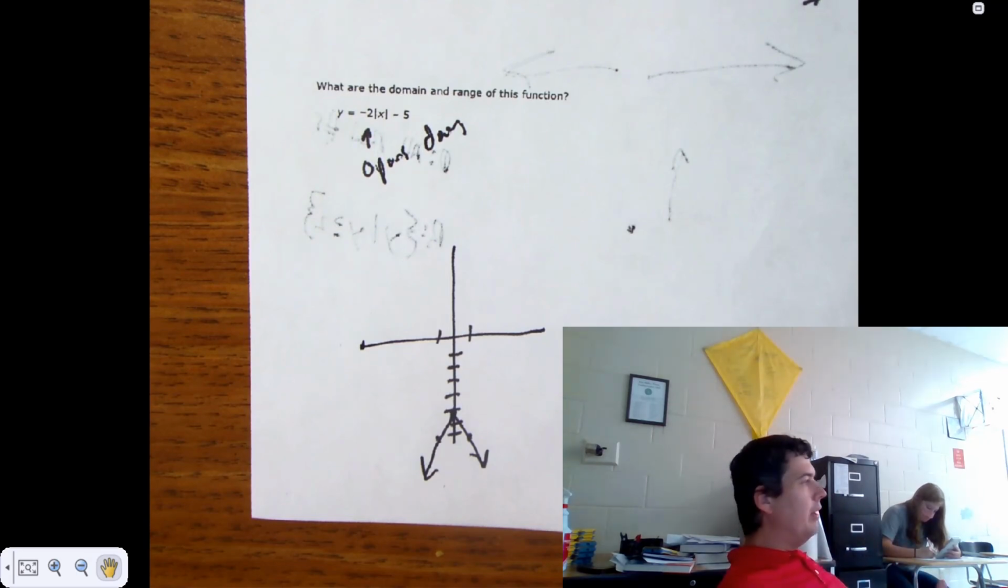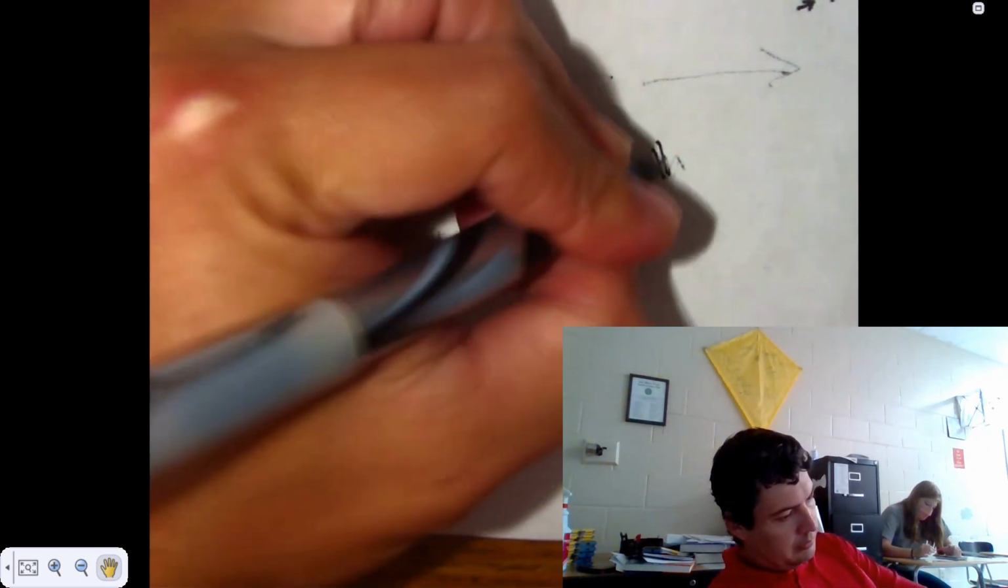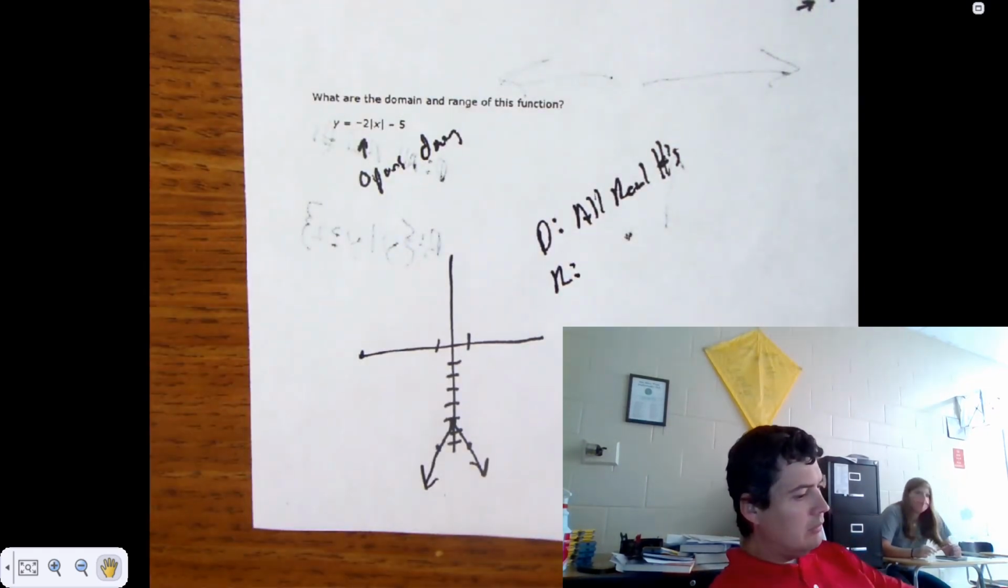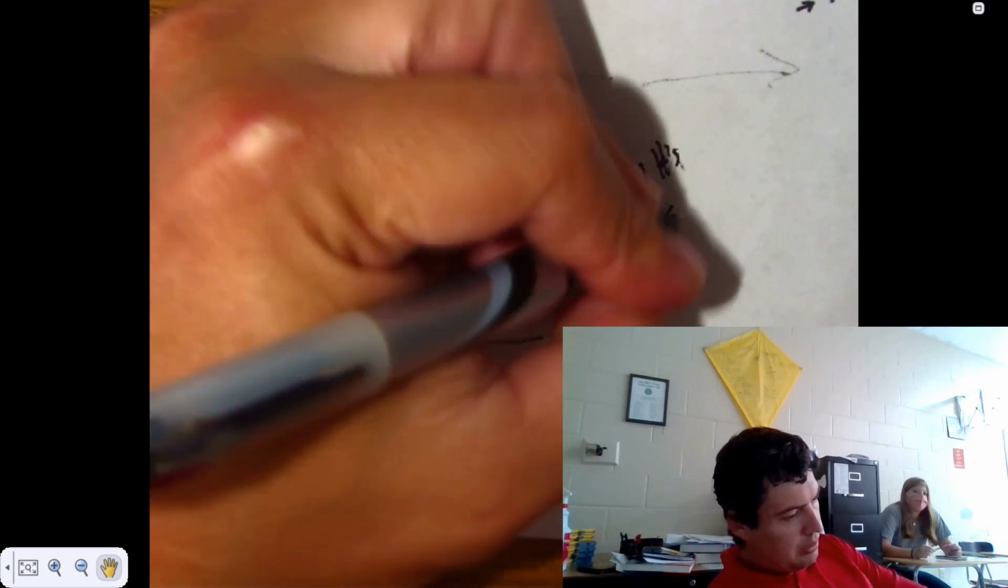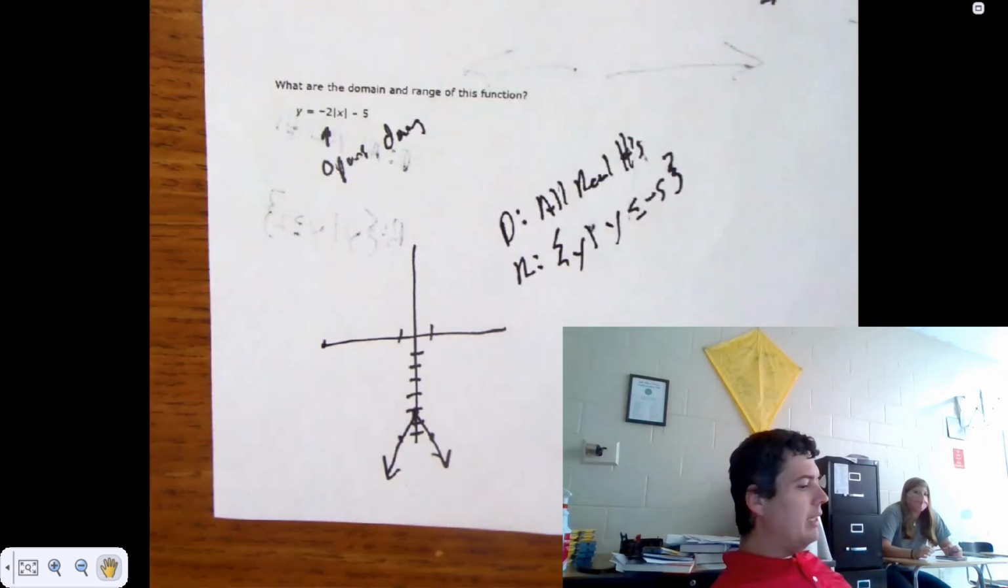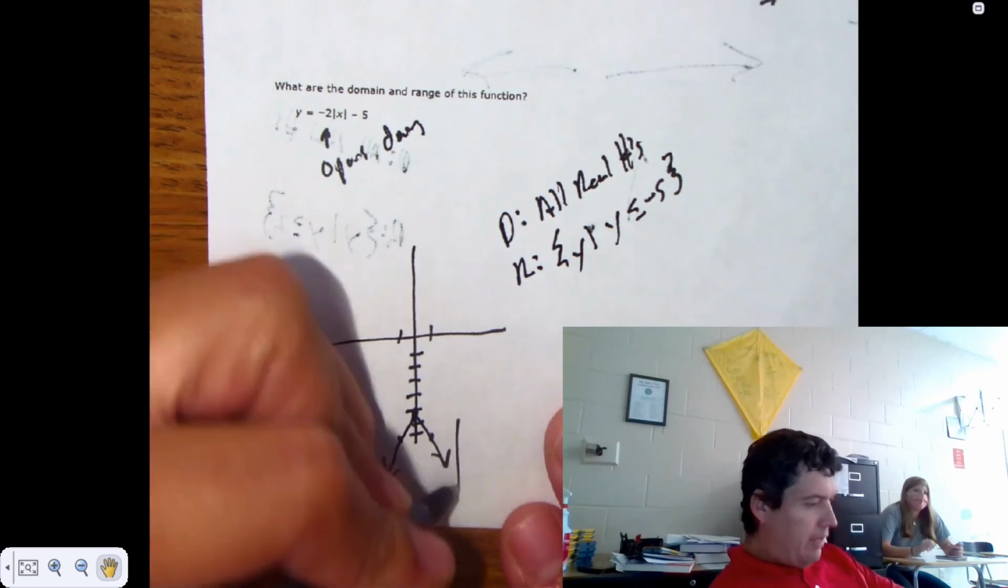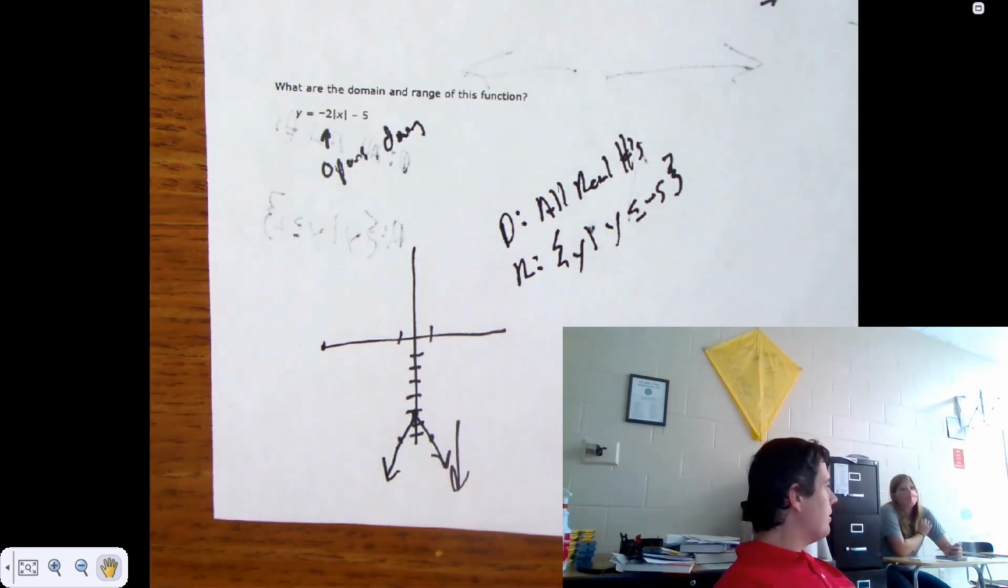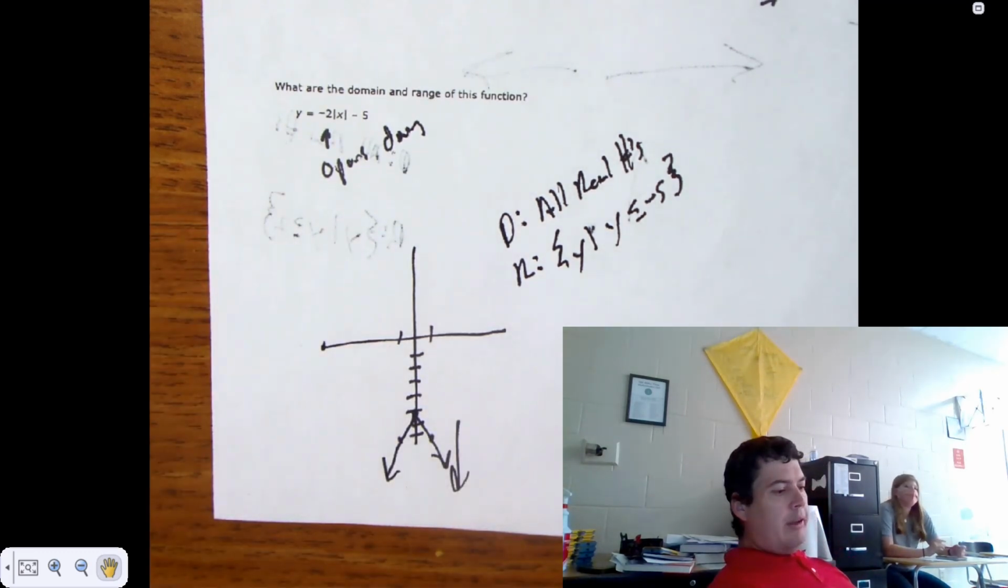Now, with that in front of me, what's the domain? All real numbers. What's the range? Ty says y is less than or equal to negative 5. Of course, you need your y bar and you need your curly braces. Why do you say less than or equal to negative 5 this time? Because it opens down, it falls forever. It's everything less.